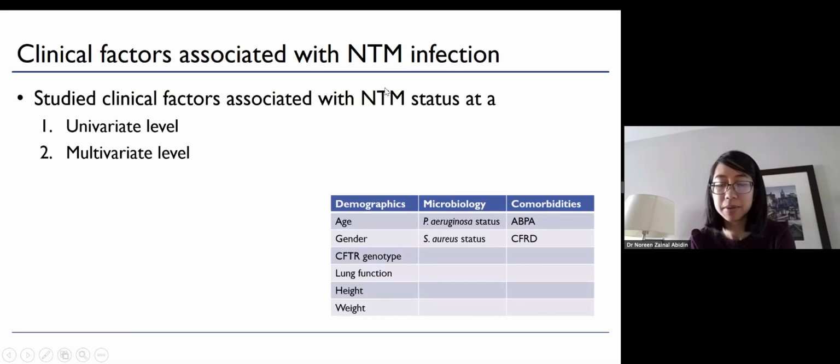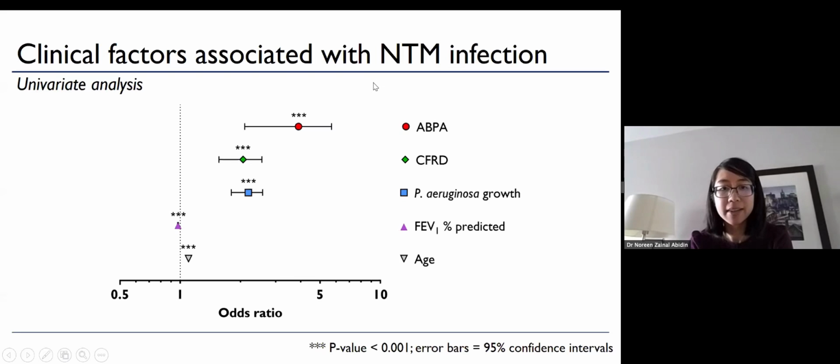And this was the previous table that I'd shown you in the last slide. And our results showed at the univariate level that these 5 factors were significantly associated with NTM infection. And these were allergic bronchopulmonary aspergillosis having the highest odds, and followed by cystic fibrosis-related diabetes, Pseudomonas aeruginosa growth, lung function as measured by FEV1 percentage predicted, as well as age. A higher lung function was associated with lower odds of NTM infection, and older age was associated with higher odds.